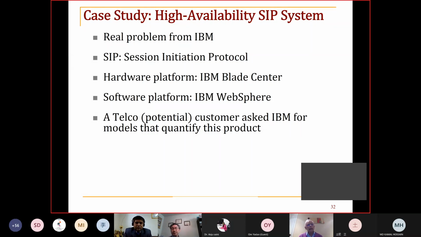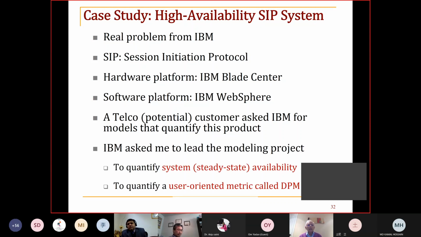They asked me to actually head this project, which is rare, that a non-IBMer is asked to head a critical project within the company. So IBM asked me to lead the modeling project to quantify two things. One is system steady state availability, and the second was a user-oriented metric called DPM. I'm only going to describe to you system steady state availability. I'm not going to describe the second part, which is also very, very interesting.